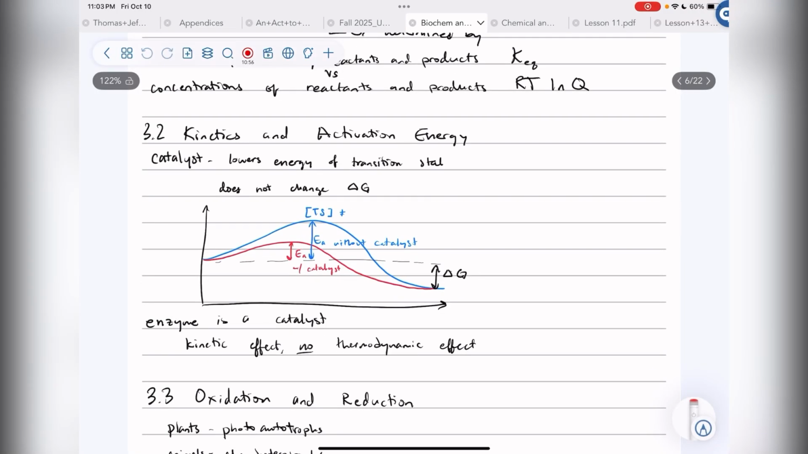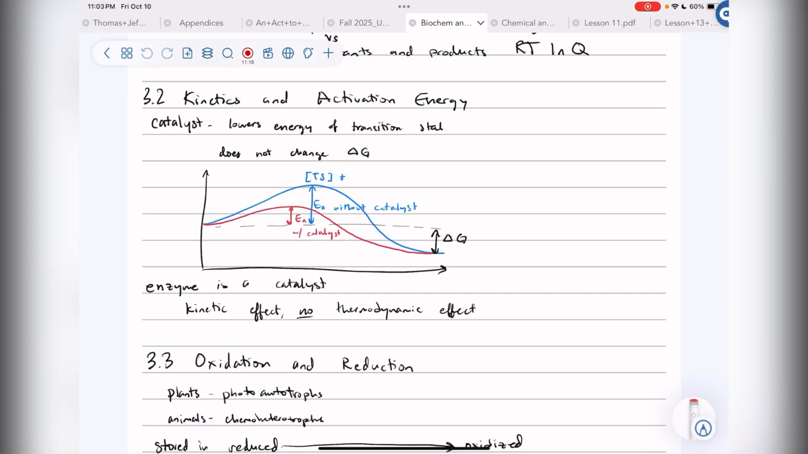Okay, so that's thermodynamics. Is it spontaneous or not? Now we're going on to kinetics and activation energy. Just because it's spontaneous doesn't mean it's going to happen by itself, because it still has the hump, right? And so now we're talking about kinetics. How fast is your reaction going to happen?